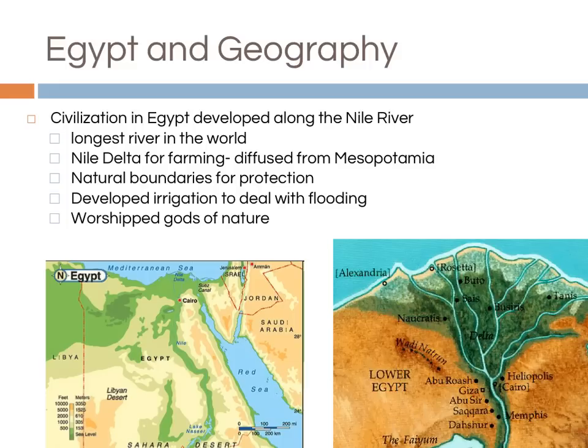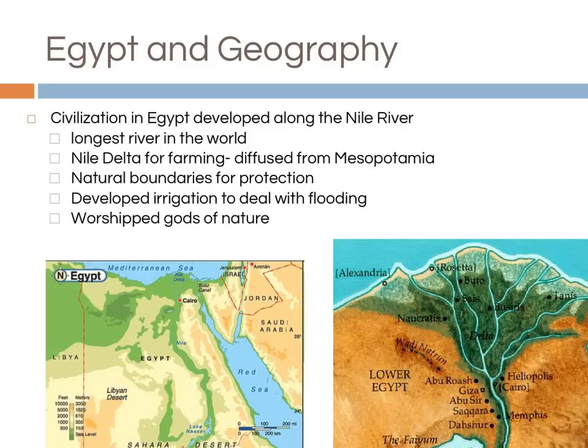Next, we're going to move on to ancient Egypt. So Egypt is a civilization that developed along the Nile River in Africa. The Nile is the longest river in the world, and the people in ancient Egypt especially use the delta, or the fan-like part that reaches the Mediterranean Sea, for farming.